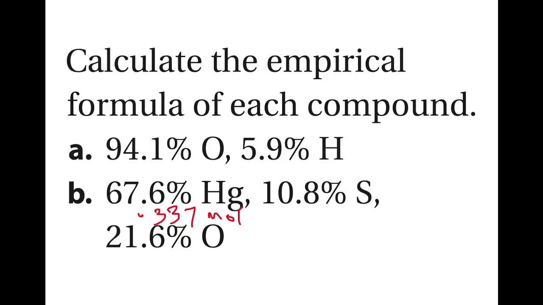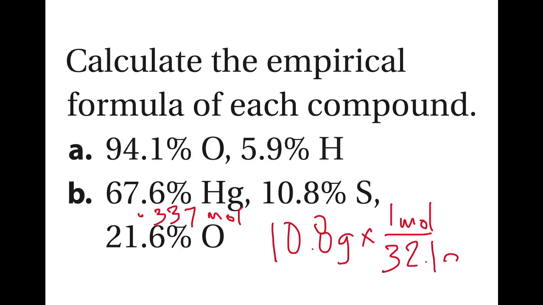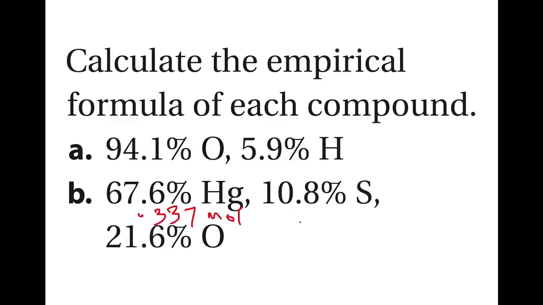Now I'm going to deal with the sulfur. I have 10.8 grams of sulfur. I need to find the mass of sulfur. So 1 mole of sulfur, the mass of that is 32.1 grams of sulfur. So when I do the math, I'm going to go 10.8 divided by 32.1. I get 0.336. So again, I get 0.336 moles of sulfur.